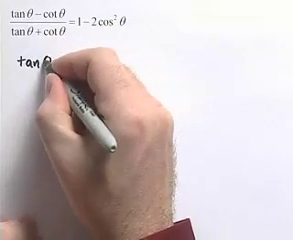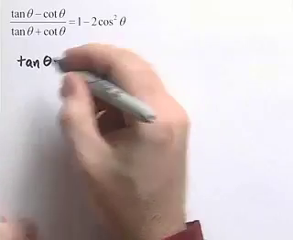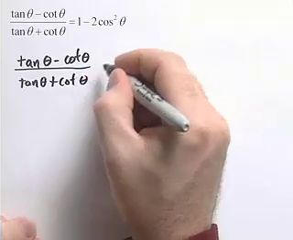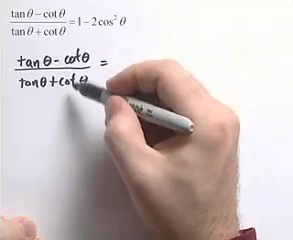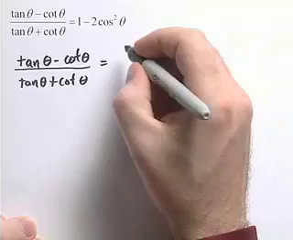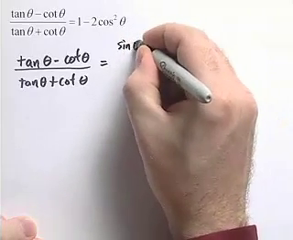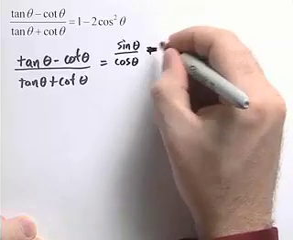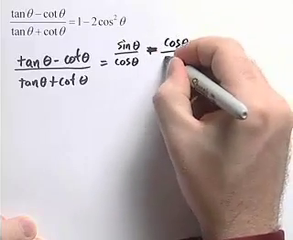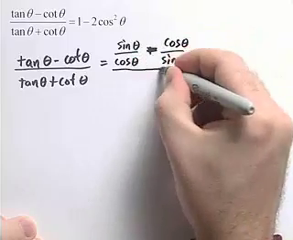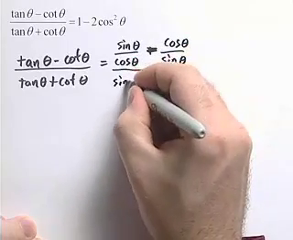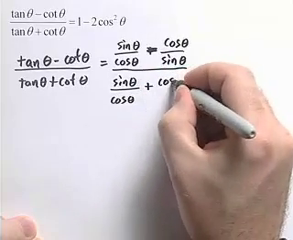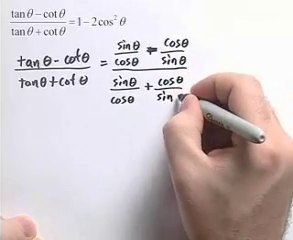Here we'll start with the tangent of theta minus cotangent theta divided by tangent theta plus cotangent theta. We're going to rewrite each of these tangents and cotangents in terms of sines and cosines. So we're going to have sine of theta over cosine theta, minus cosine theta over sine theta, all divided by sine theta over cosine theta, plus cosine theta over sine theta.